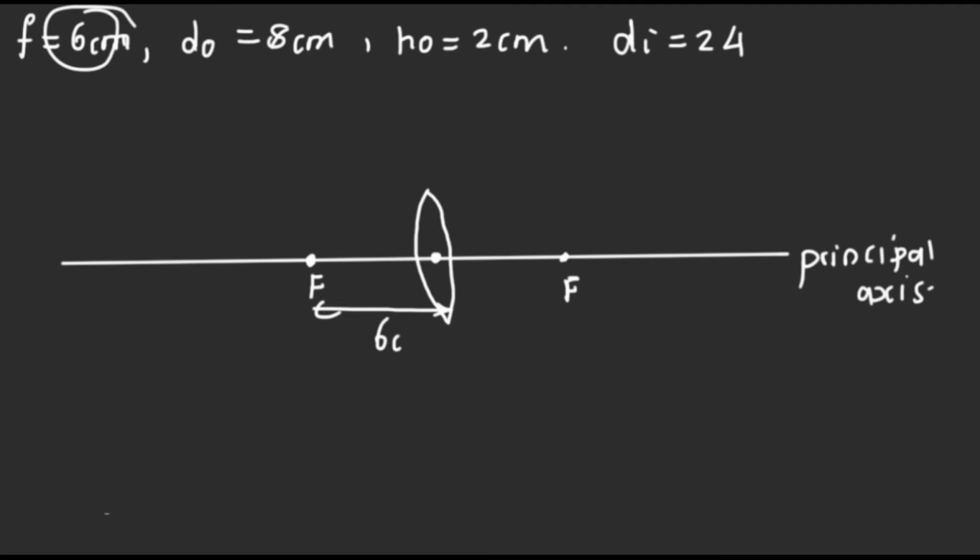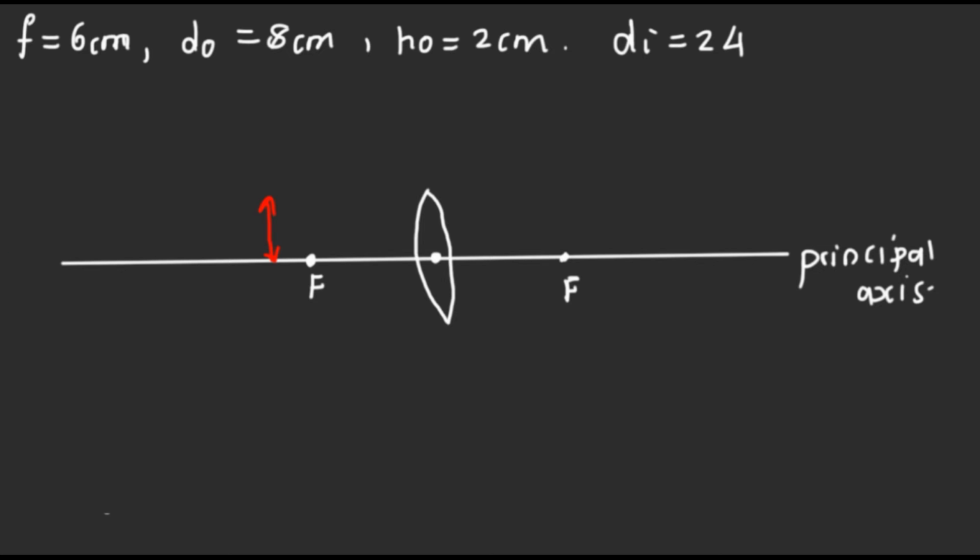Now, the distance of an object is 8 centimeters. So if it is 8 centimeters, then our object is placed beyond F, because this is where we can assume the distance of an object to be 8 centimeters, since here up to here is 6 centimeters. So please take note of that.